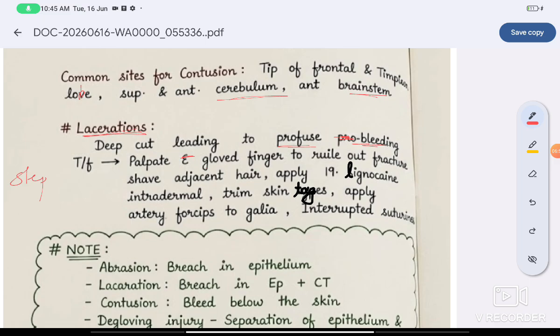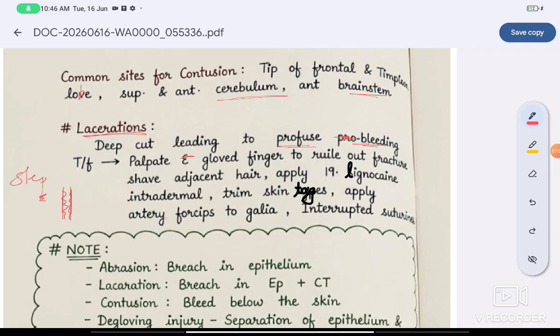Moving further, we have to rule out the fracture. Then we have to treat the laceration. So for treating the laceration, suppose say this is the laceration. Laceration is associated with multiple ragged edges, which is known as skin tags. So you have to trim those skin tags.